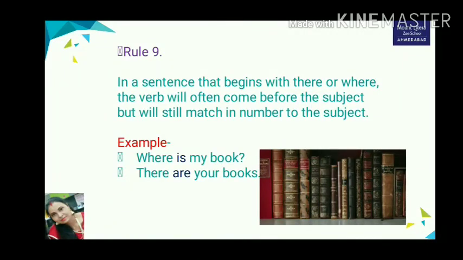Rule number 9. In a sentence that begins with there or where, the verb will often come before the subject and will still match in number to the subject. For example, where is my book? In this sentence, we are using where. So here we are using the verb before our subject. Our subject is book, and book is singular. That's why we are using the singular verb is here. There are your books. Here also we are using there, but our subject is after the verb. So books is the plural form, so we are using the plural verb here, are.